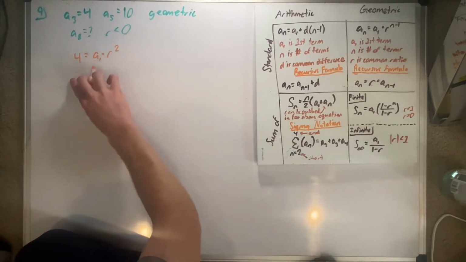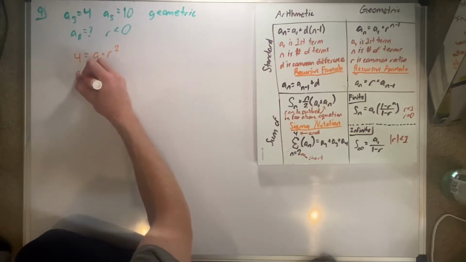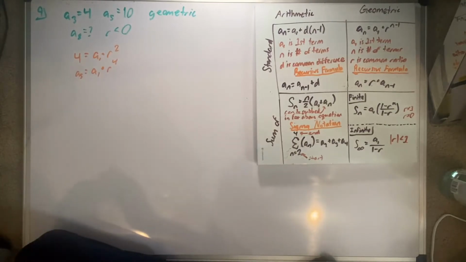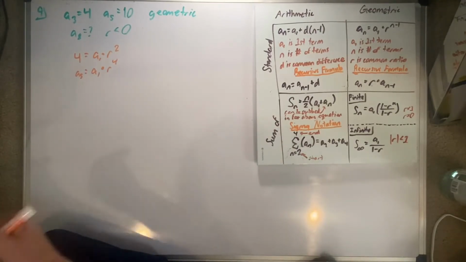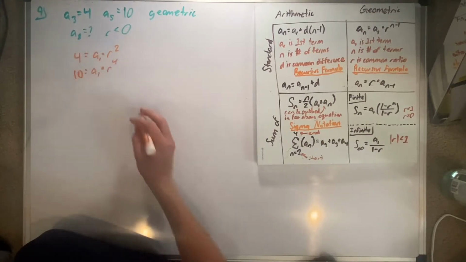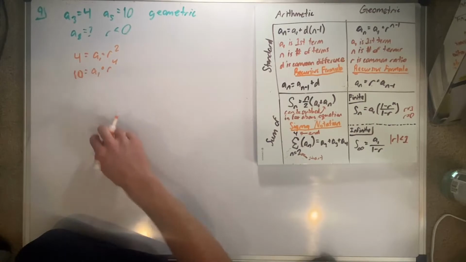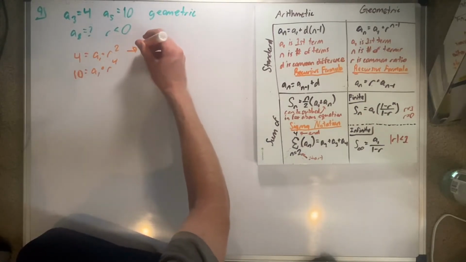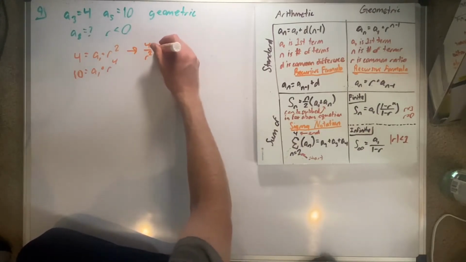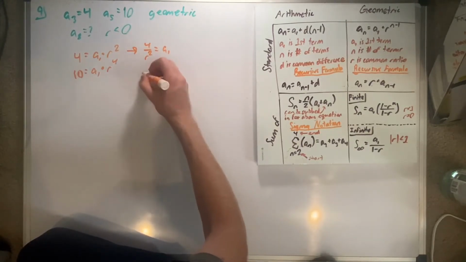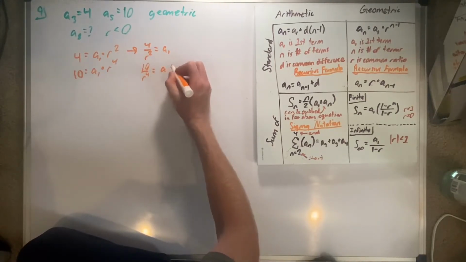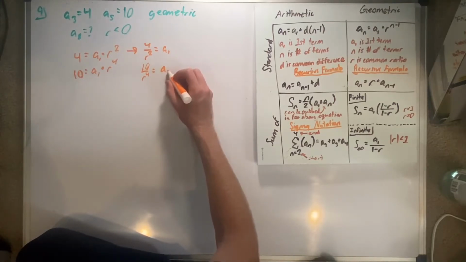So then we could also do a_5. So a_5 is equal to a_1 times r to the fourth power, because that would be 5 minus 1. And then we can plug in a_5 as 10. And then let's solve for a_1 for both of these. We'll go 4 divided by r squared is equal to a_1. And then 10 divided by r to the fourth is equal to a_1.